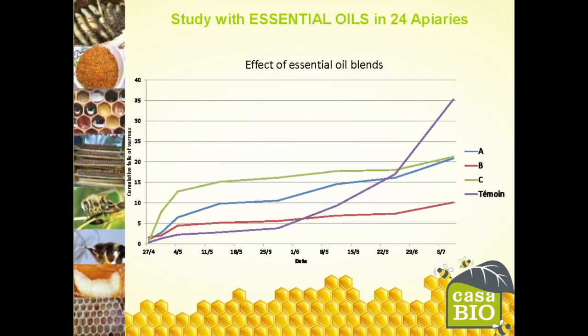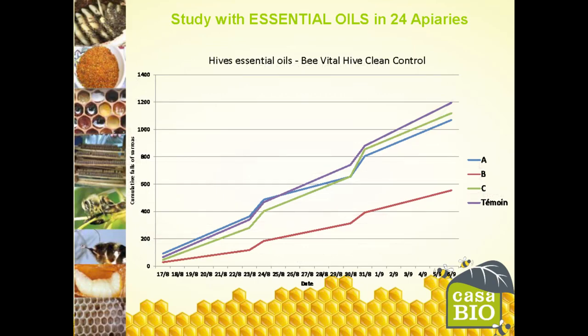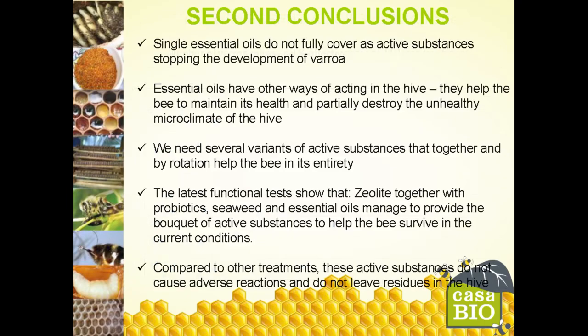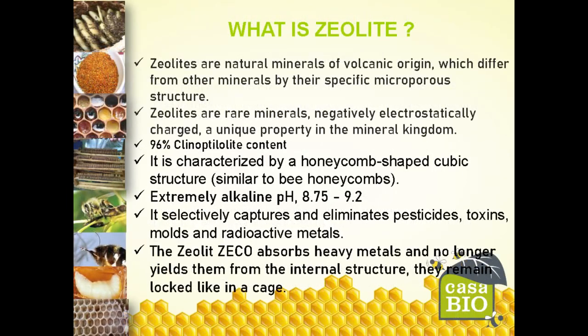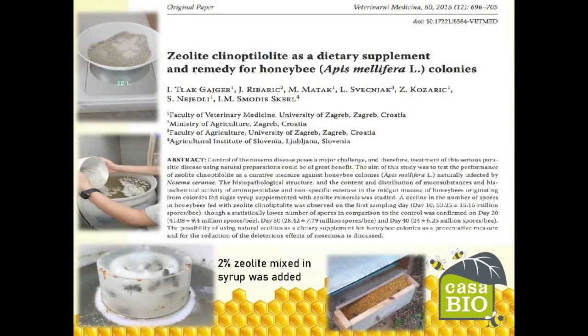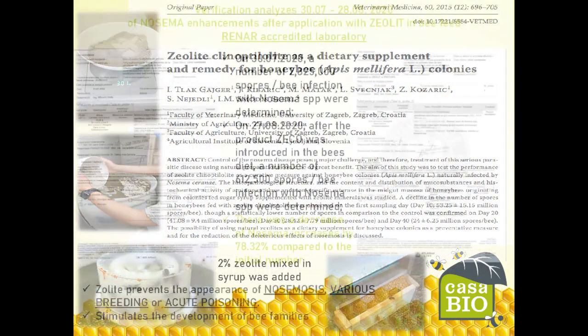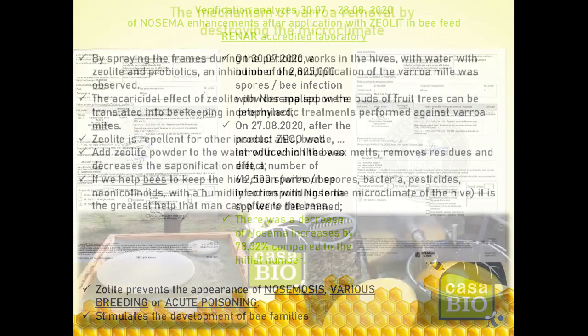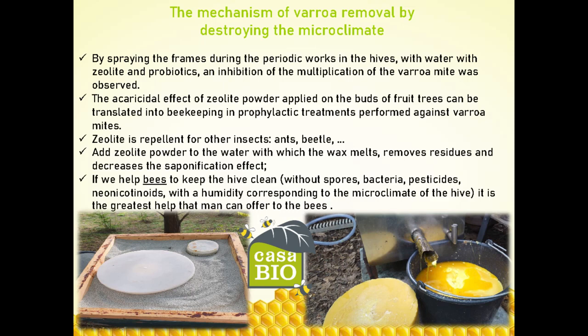Study with essential oils. This examines the effectiveness of essential oils in 24 beehives, showing significant varroa mite reduction. Zeolite properties and benefits. Zeolites, with their unique structure, capture and eliminate toxins, supporting the health of bee families and preventing diseases like nosema. Advanced treatments and techniques. Exploration of innovative beekeeping treatments and techniques for varroa control, focusing on their effectiveness and impact on bee health.